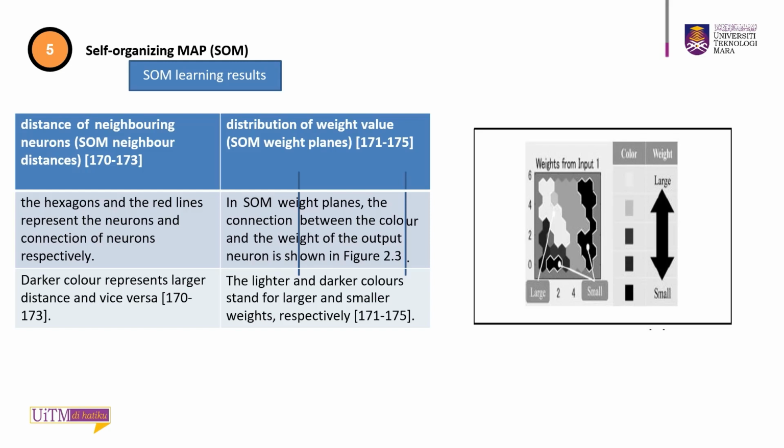Learning results consist of two: the distance of neighboring neurons, or SOM neighboring distance, and second, the distribution of weight planes. We can see that the darker color represents the larger distance for distance between neighboring neurons, and for the distribution of weight values, the lighter and darker colors stand for larger and smaller weights respectively.